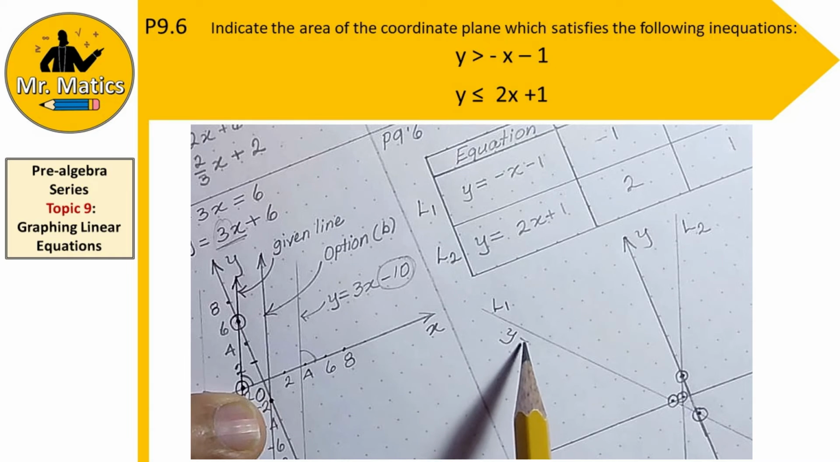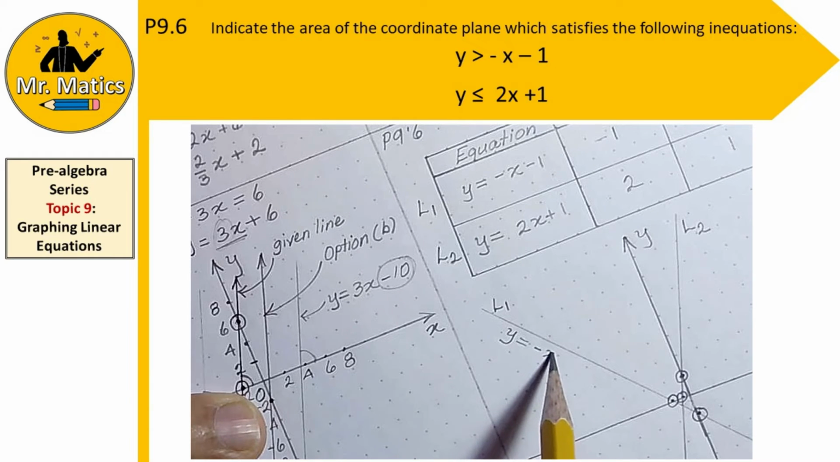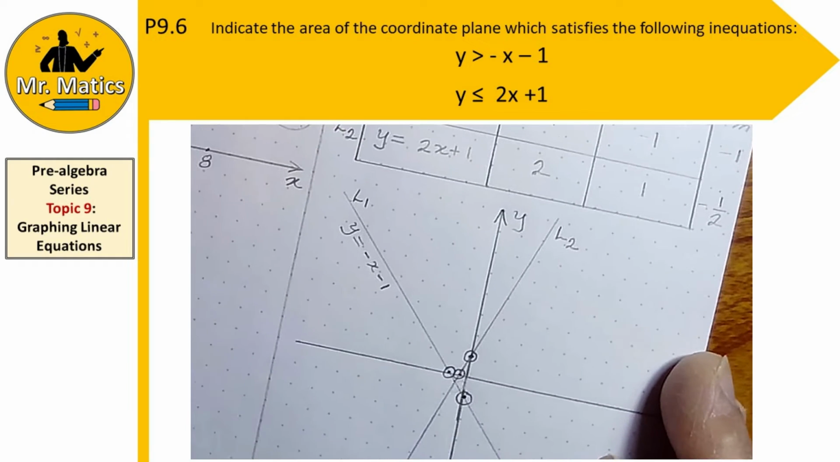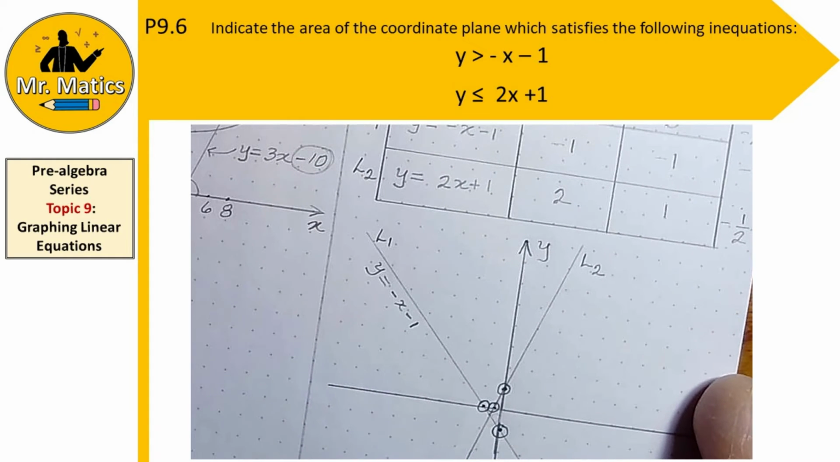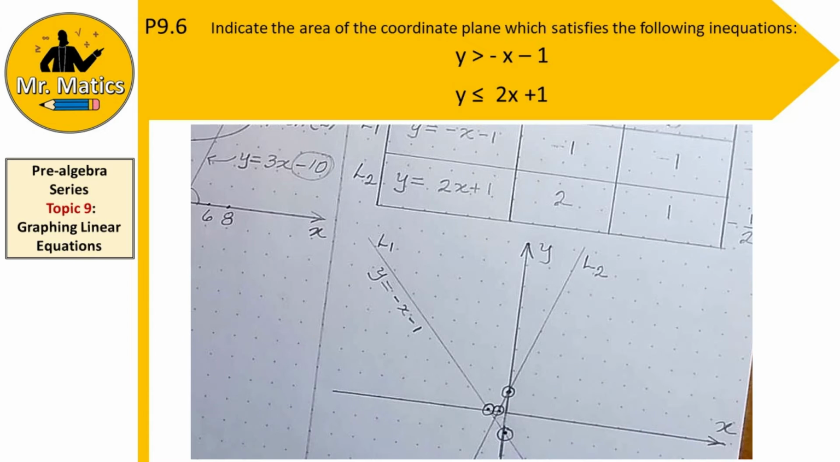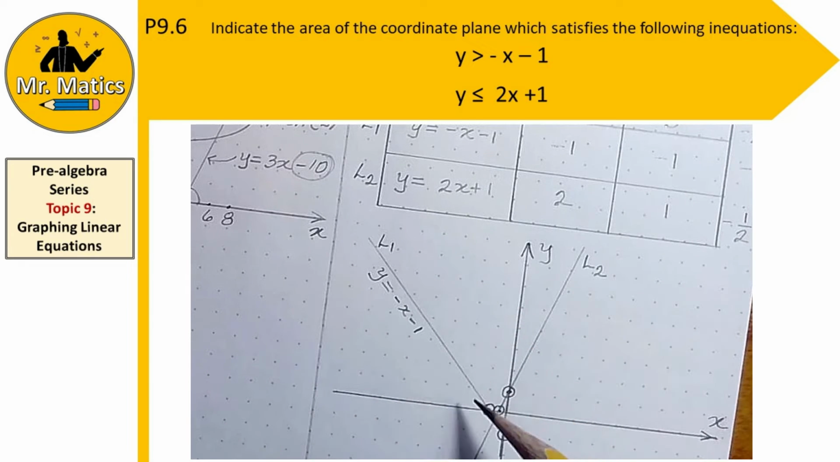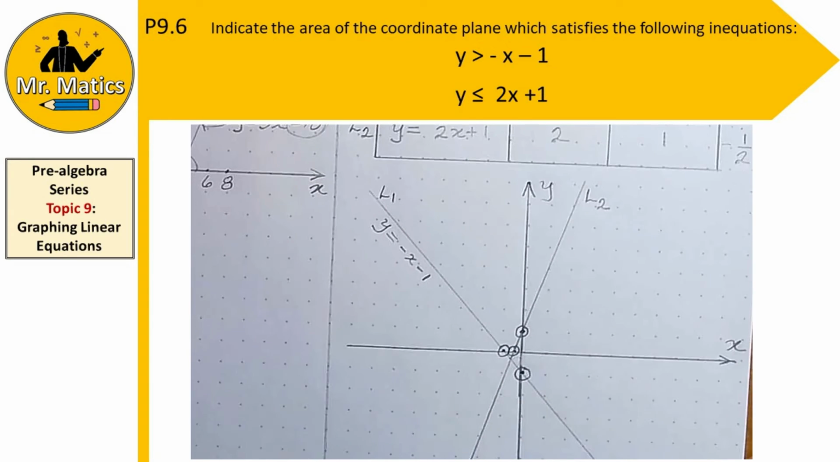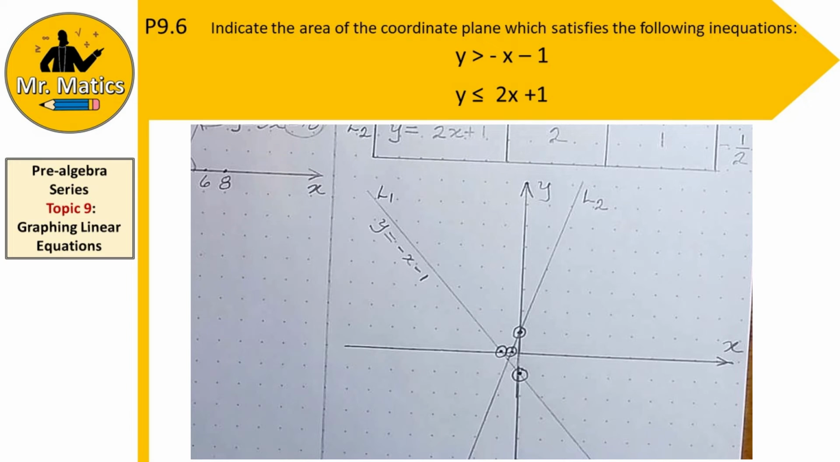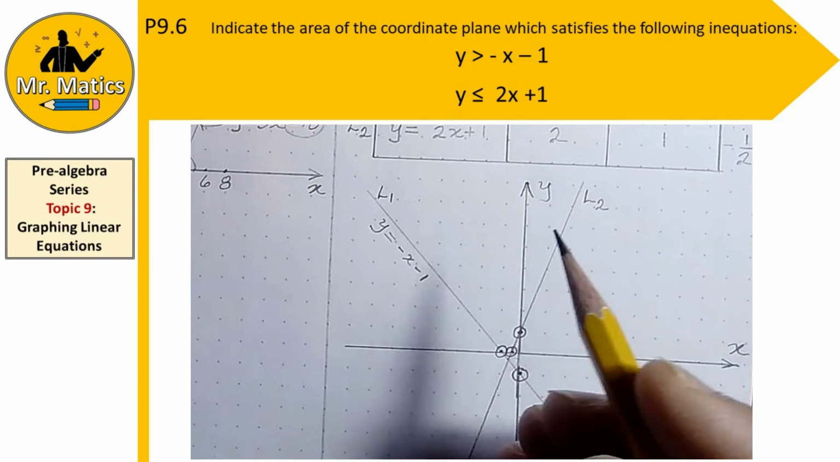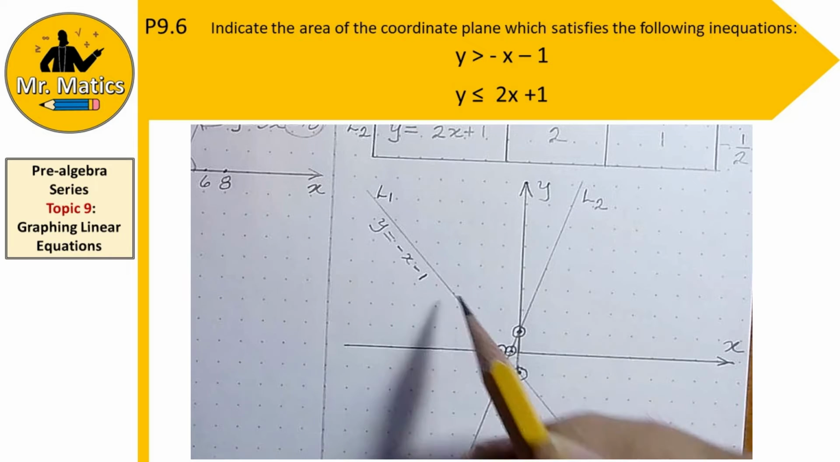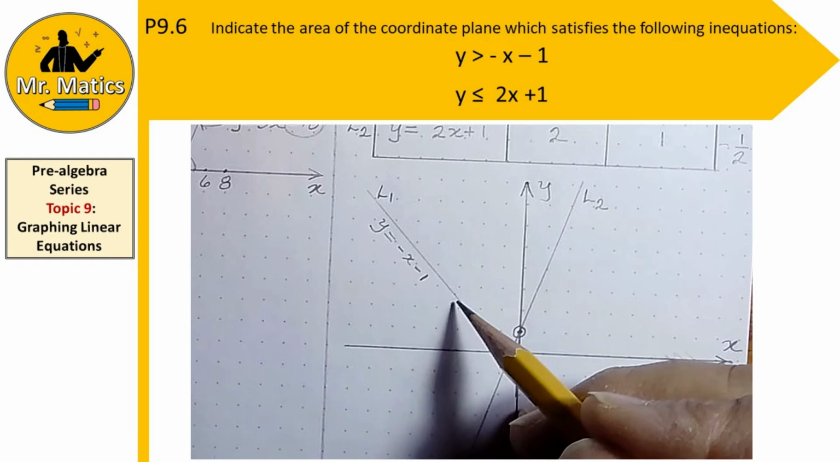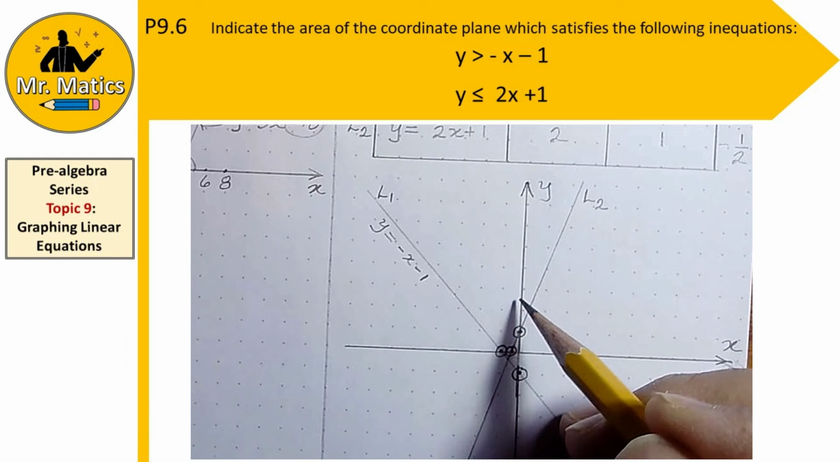Y equals minus x minus 1. So that means any y which is bigger than the y's on this line will make it greater than minus x minus 1. Any point you choose. Let's say you choose this point.